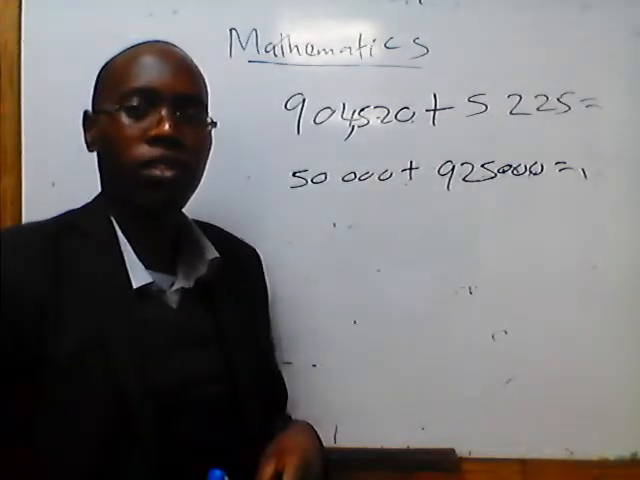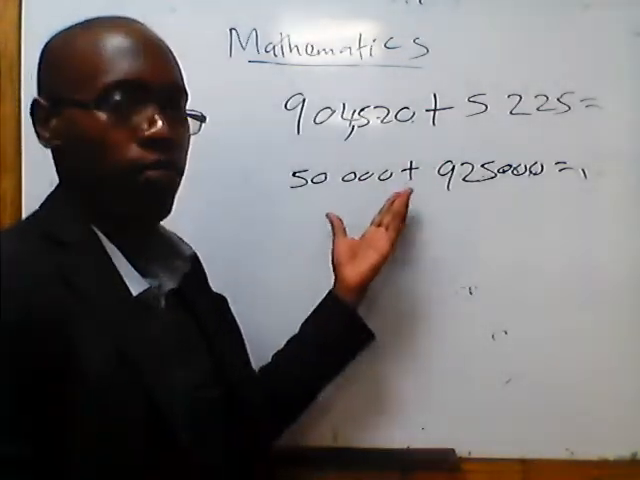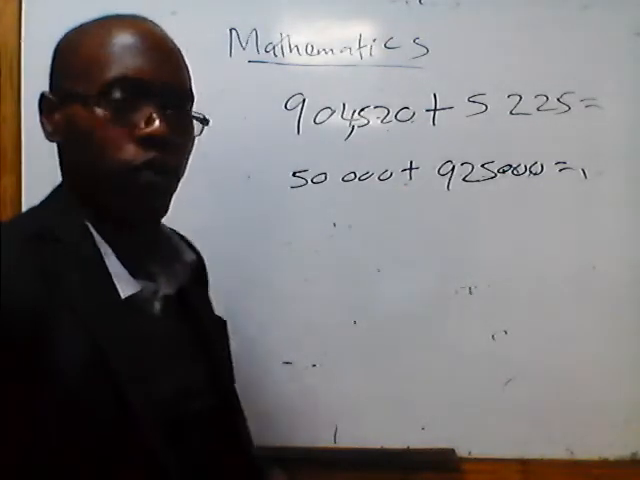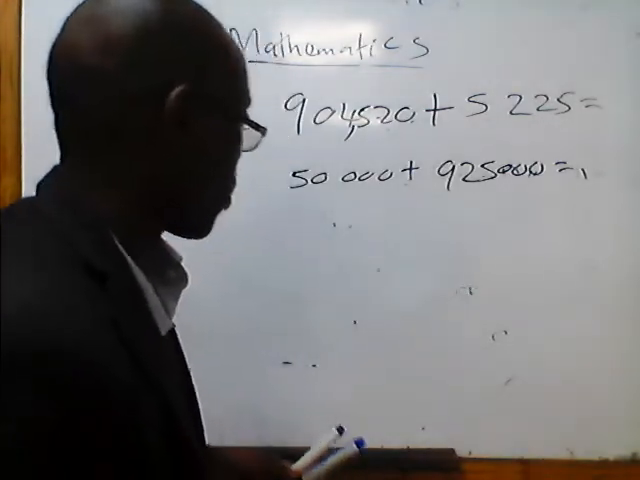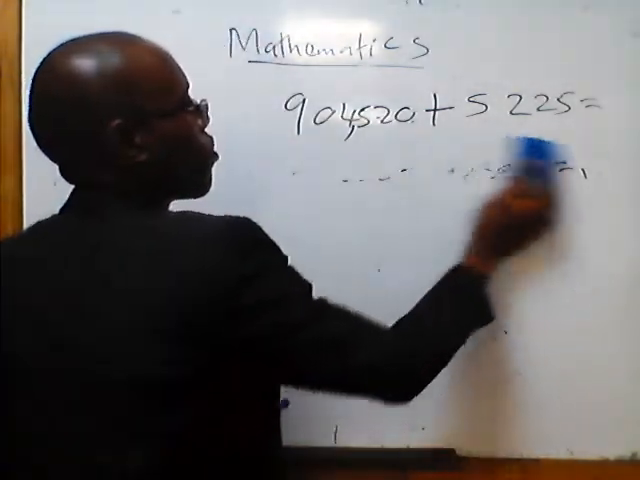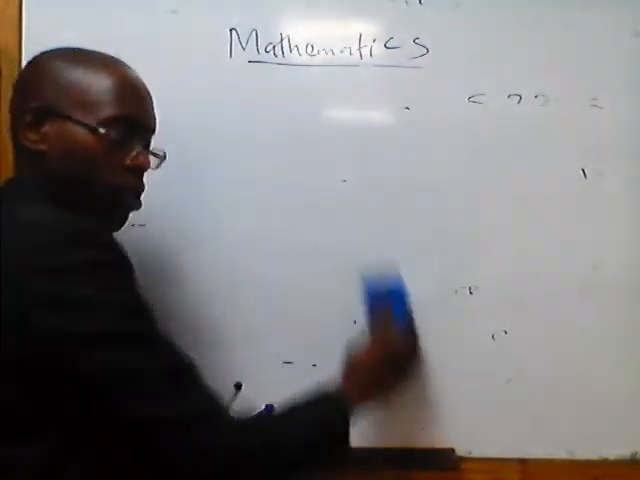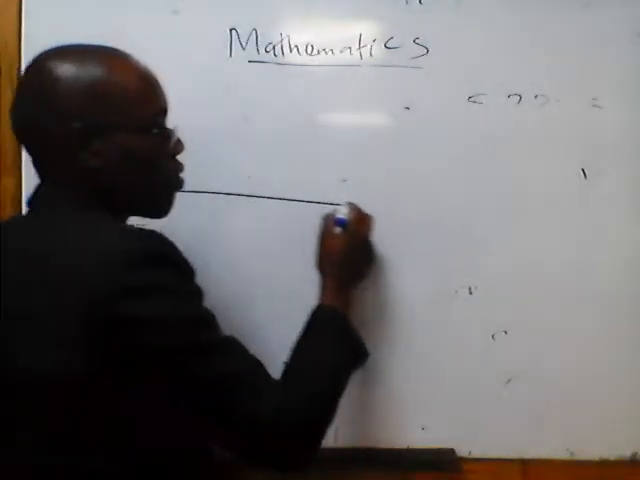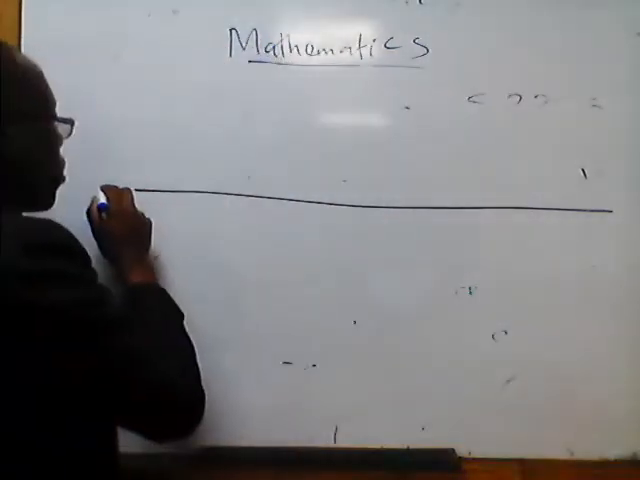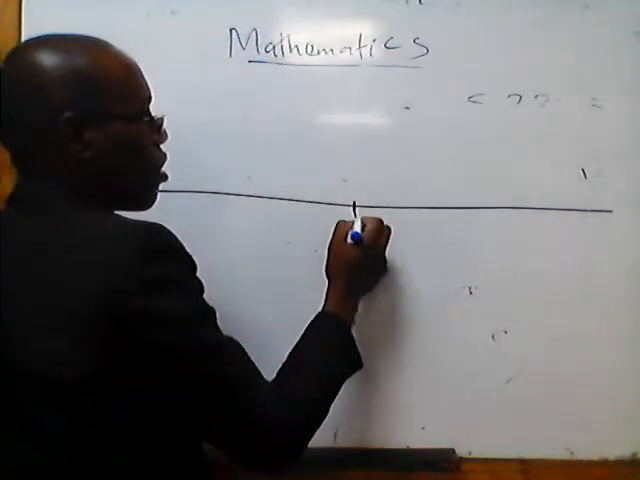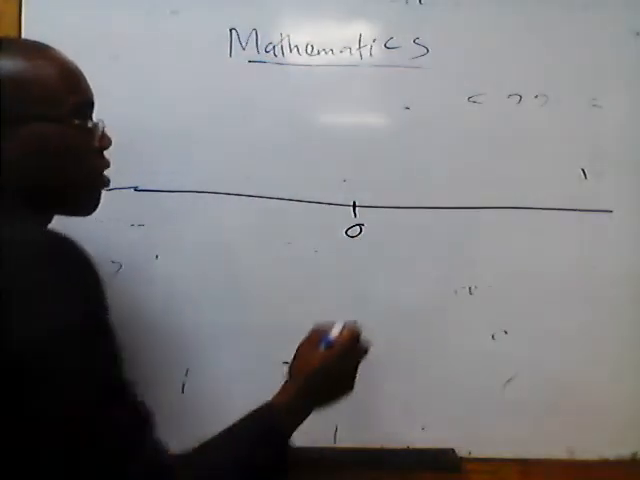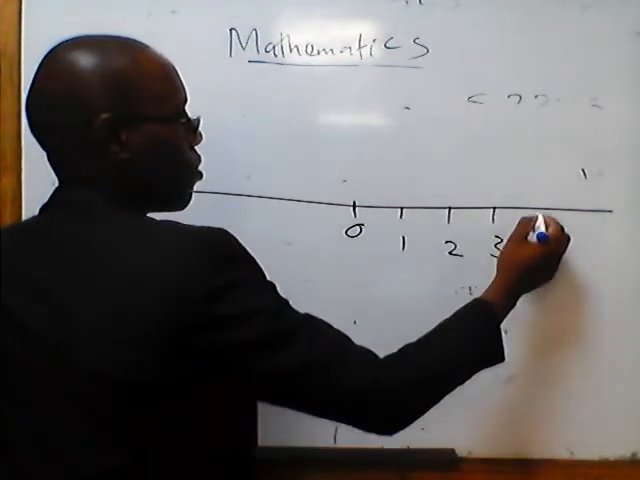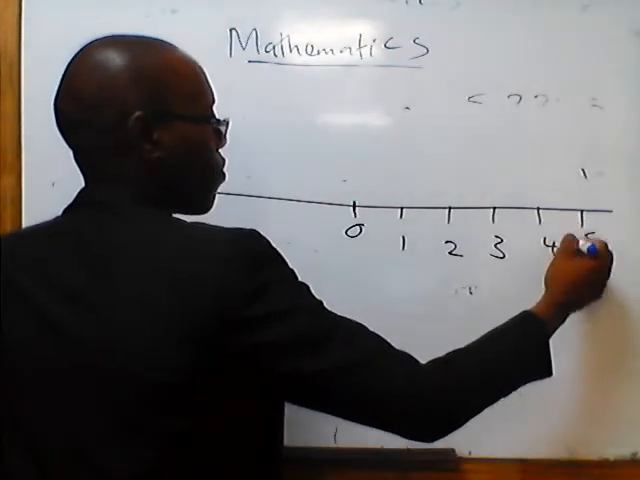I want us to just discuss the number line, because for addition and multiplication, most of the time you will just compute it using your calculator. So let me just go to the number line straight. A number line can be drawn this way. So that is 0, we have 0 there, and then we have 1, 2, 3, 4, 5.